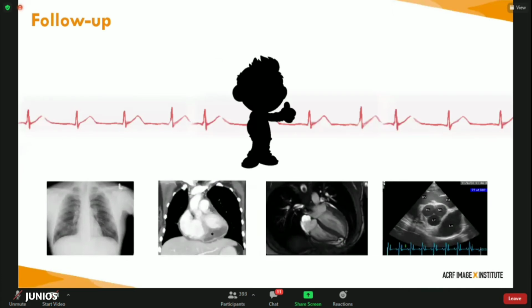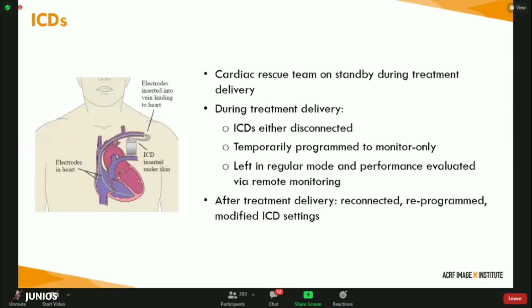Because most clinical treatments have been for VT, the main mechanism of follow-up to ascertain treatment success has been via ICD interrogation, to compare the frequency of VT episodes before and after treatment. ECGs, chest X-rays, chest CT, echoes and MRI have also been used. Cardiac rescue teams were often on standby during treatment delivery.